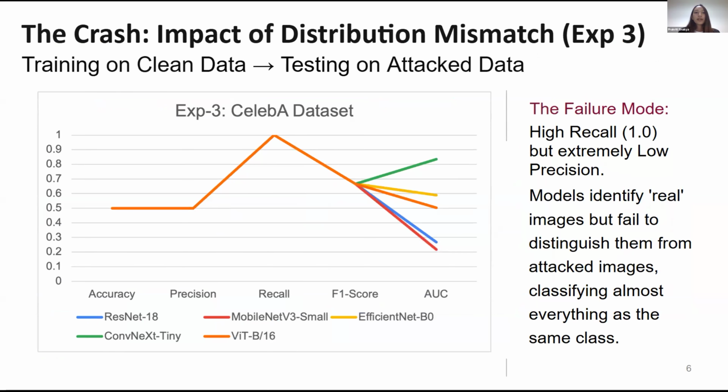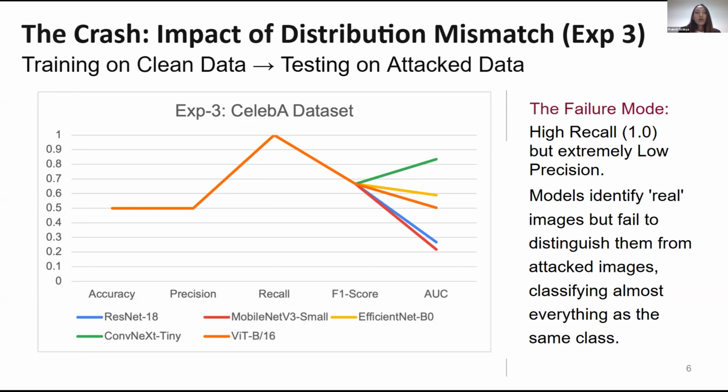In one of the experiments, we trained our model on the clean dataset and tested it on the attacked dataset. When we did so, the performance dropped dramatically to 50% accuracy and 0.5 precision, while the recall stayed at 1, which means the model is classifying almost everything as the same class. This is when the models have not been introduced to the attack.